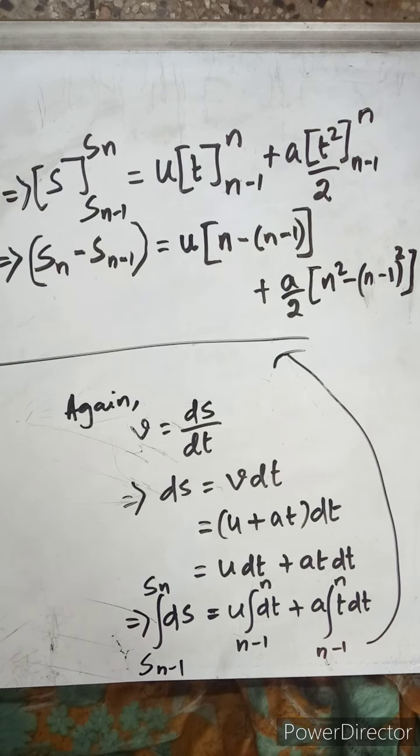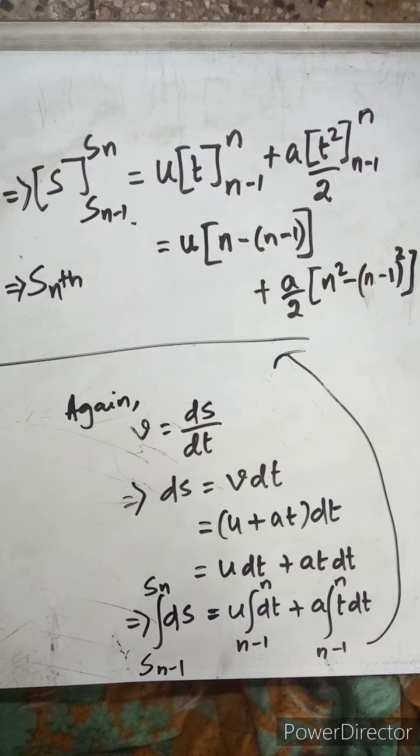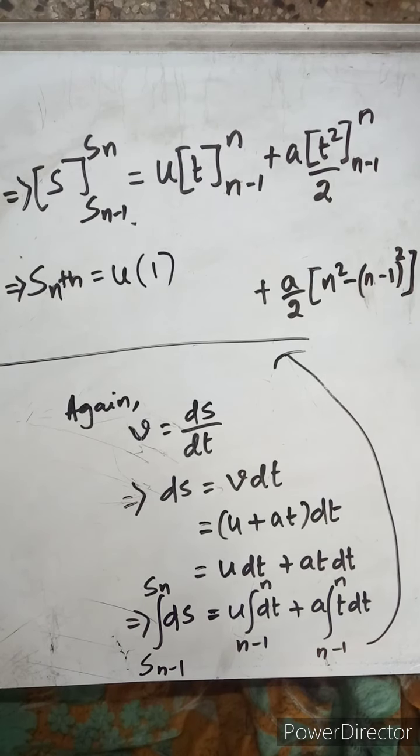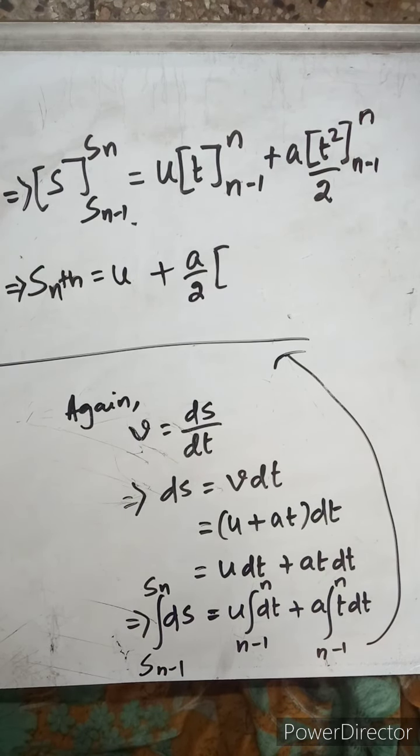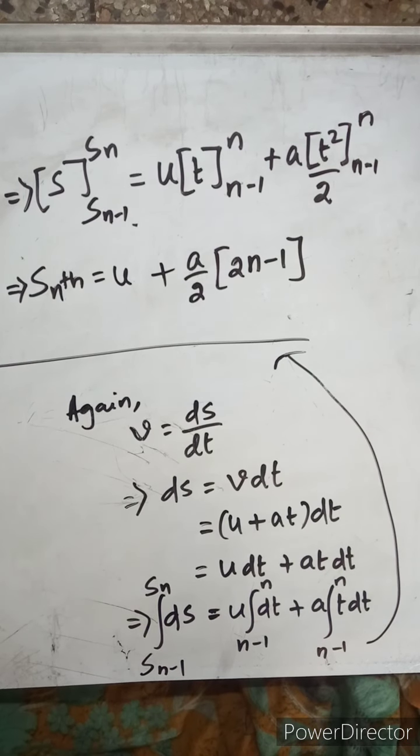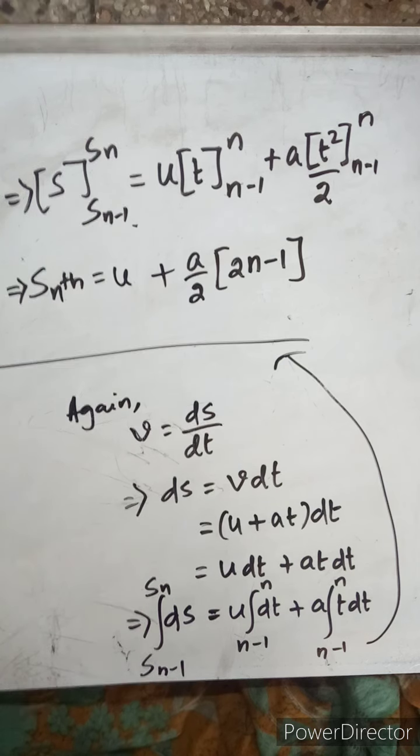So what is s n minus s n minus 1, as I had told you previously? The left hand side goes to s nth, that is s n minus s n minus 1 is s nth, which is equal to u times 1, because n minus n minus 1 is 1, so it is u, plus a by 2 that remained outside, and n square minus n minus 1 whole square is nothing but 2n minus 1. You can find that out.